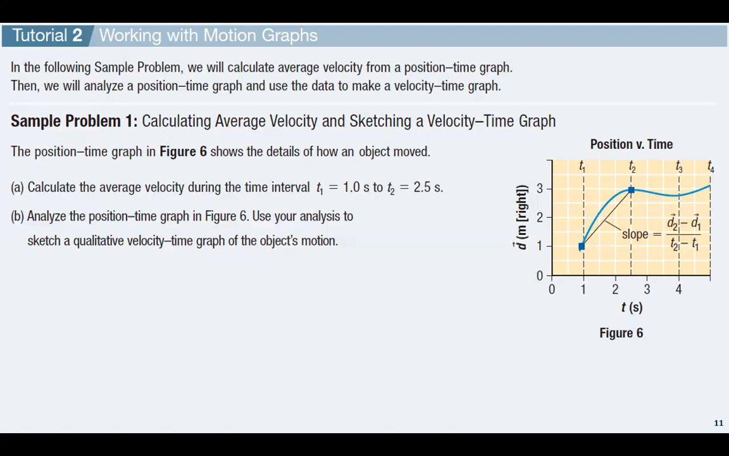There are two questions. Question A, calculate the average velocity during the time interval from t1 equals 1 second to t2 equals 2.5 seconds. And question B, analyze the position-time graph in figure 6. Use your analysis to sketch a qualitative velocity-time graph of the object's motion. Okay, now I'll give you 5 minutes to have a look at this question by yourself.